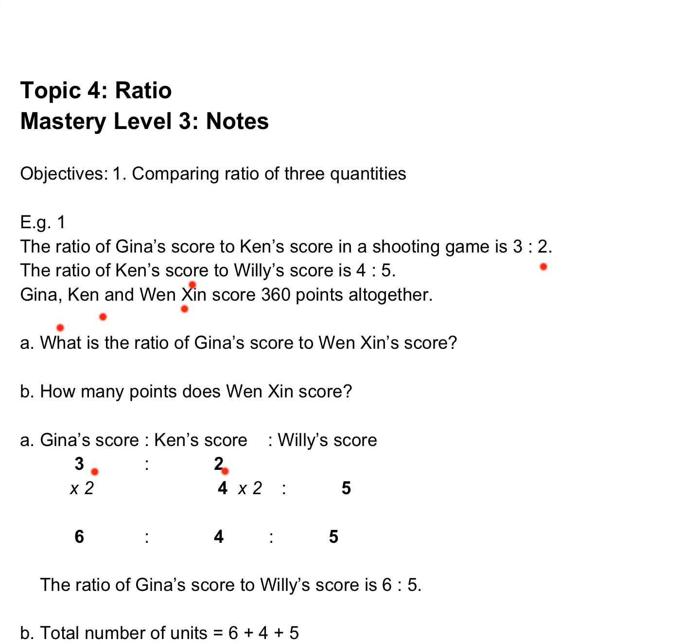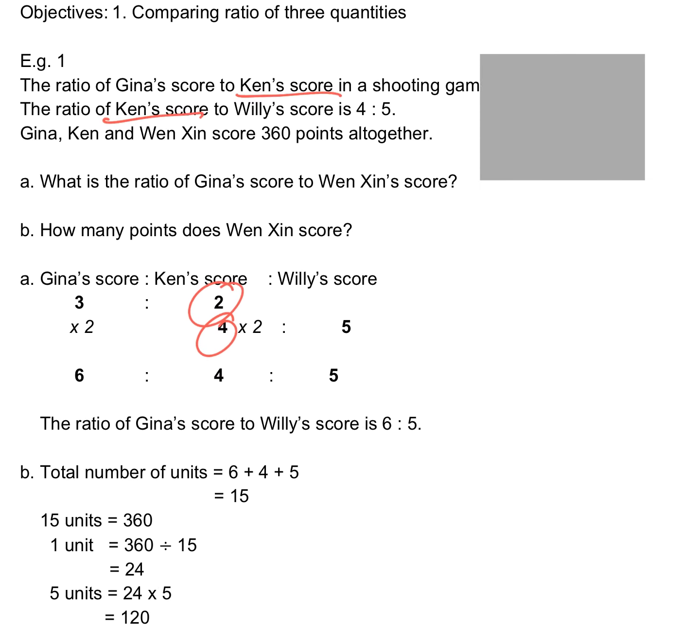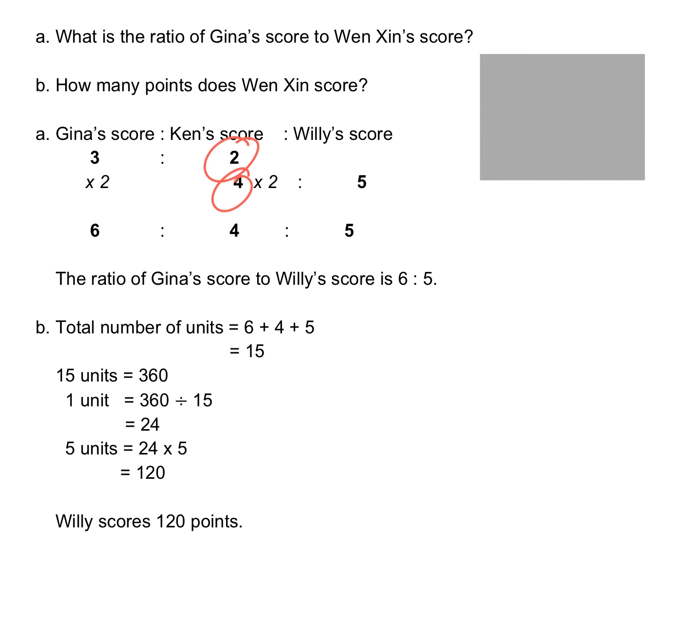So 3 to 2 and 4 to 5, you realize that the same person appears, that is Ken. Ken is 2 units, now Ken becomes 4 units, but it should be the same, right? So what I need to do, I just simply multiply by 2, so the correct ratio will be 6 to 4, followed by 4 to 5. Then the ratio of Gina to Wenxing is 6 to 5. Then it mentioned that altogether 360 points, with 6 plus 4 plus 5, 15 units. And 1 unit will be 24.